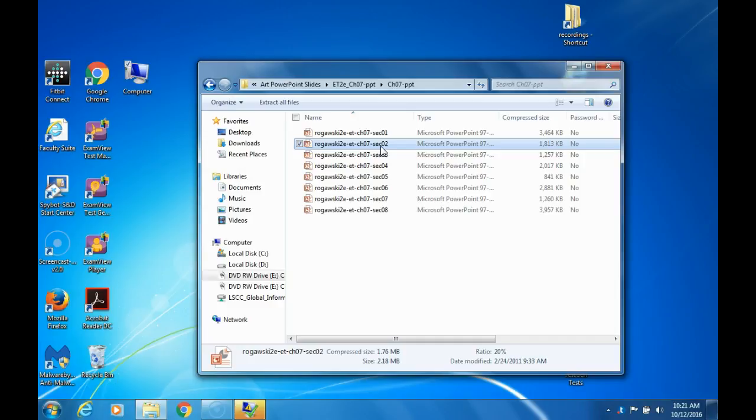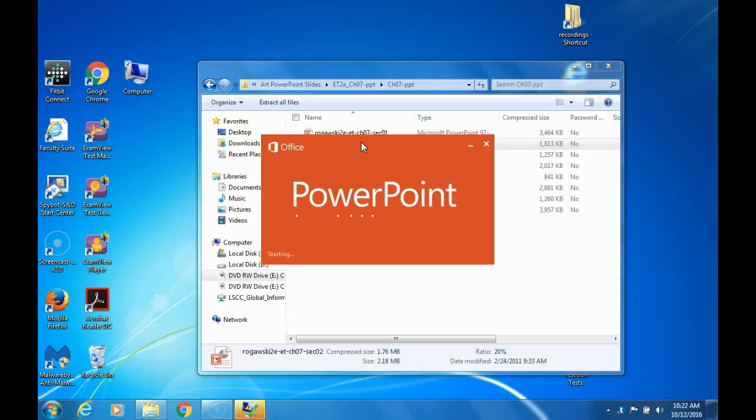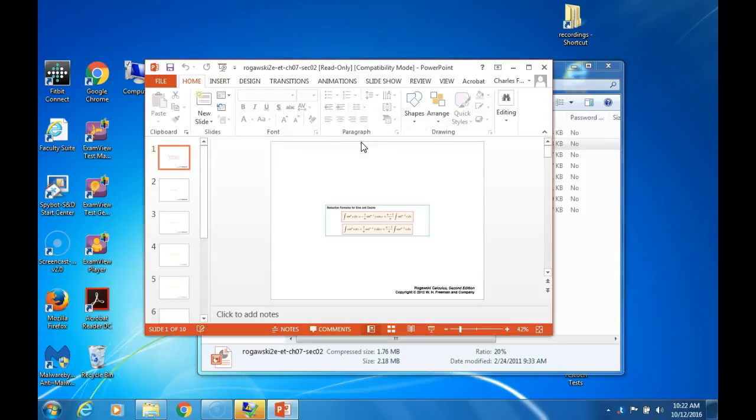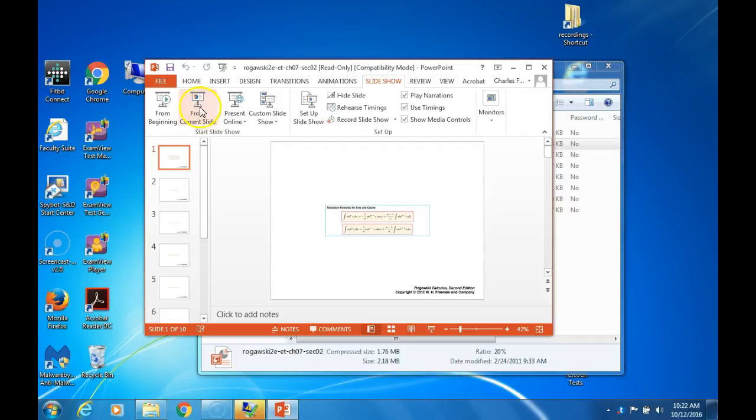Taking its sweet time to open. Okay, here it comes finally, I think. PowerPoint is really slow. Okay. From current slide.